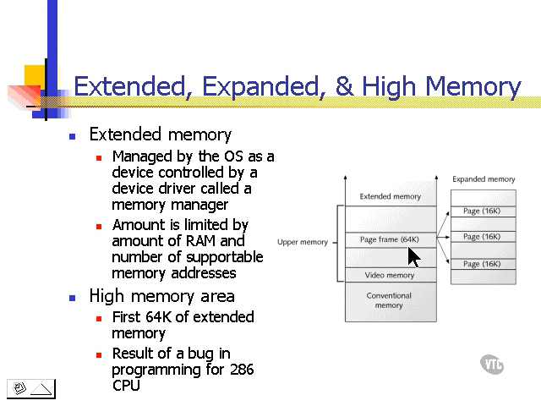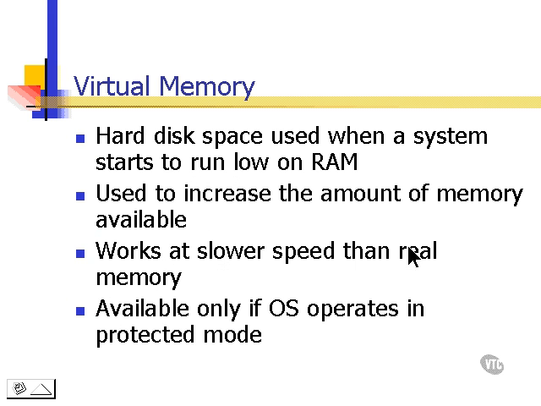We also have memory that is not in physical RAM. This is called virtual memory. Virtual memory is hard disk space that's used when a system starts to run low on RAM. It's used to increase the amount of memory available, but it works at a slower speed than real memory. And it's only available if an operating system operates in a protected mode.